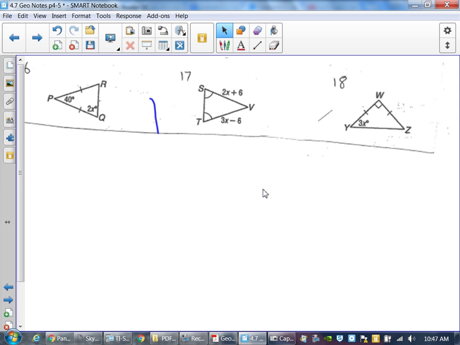On 16, you have an isosceles triangle. They give you the vertex angle at 40 degrees. If 40 degrees is your vertex angle, how many degrees are left for these two? 140. So that means the leftover has to be 140, which means each angle has to equal 70. So 2x is 70. X is?